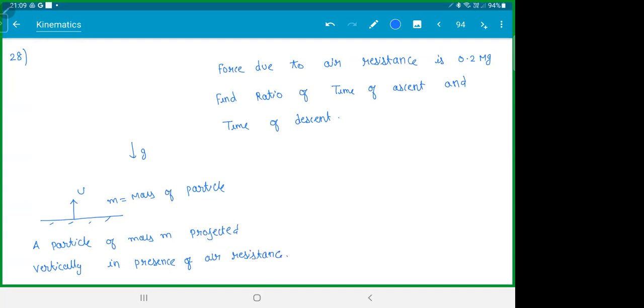How do you do this? Meaning, just to give you an idea, in case someone is confused, we are going to use F is equal to ma, Newton's second law. I hope everyone knows that. Net force is equal to mass into acceleration. And one more thing, air resistance is always opposite to velocity. So if you're going up, force is down. If you're coming down, the force is up.